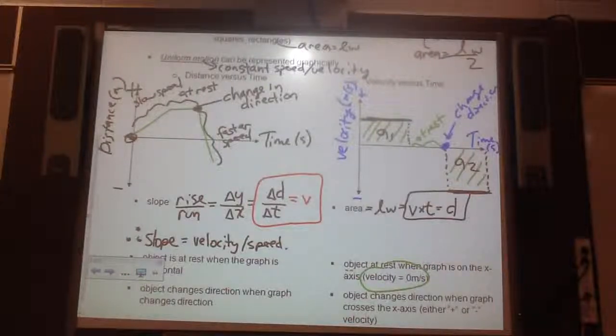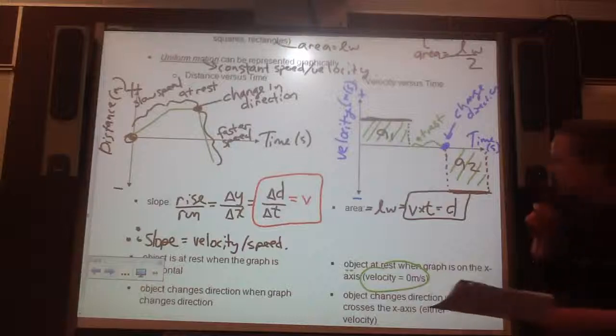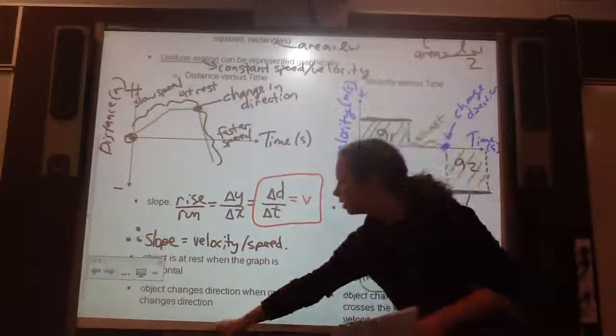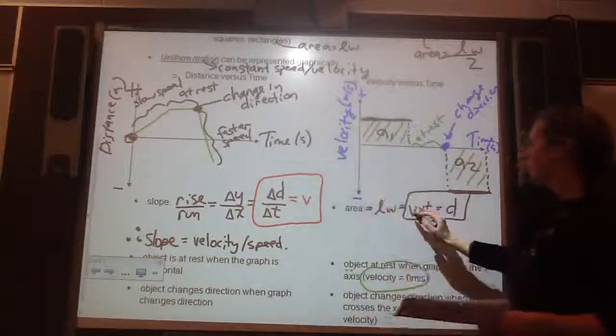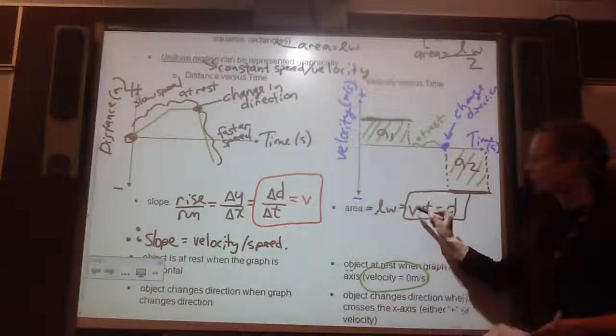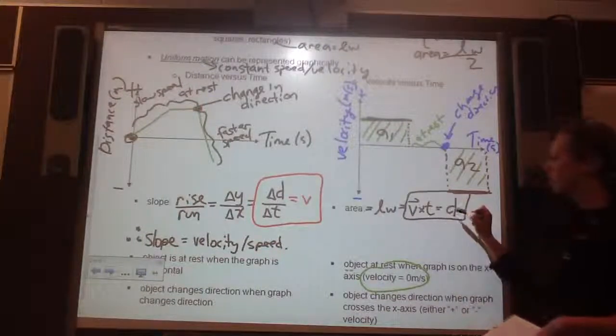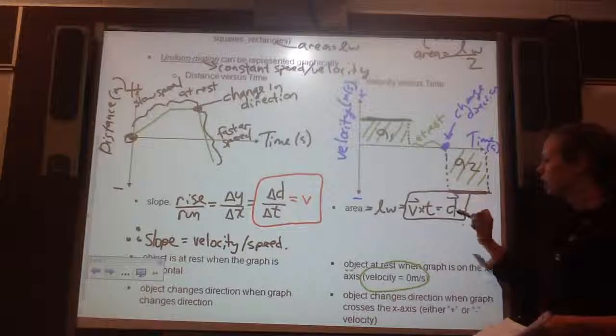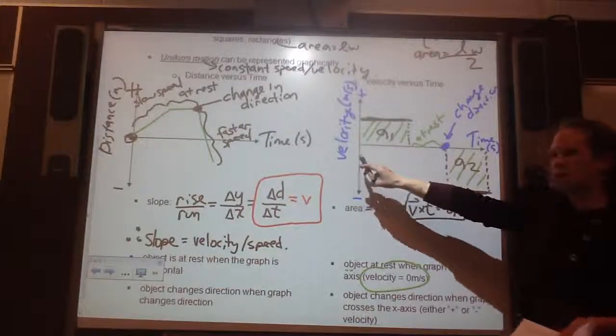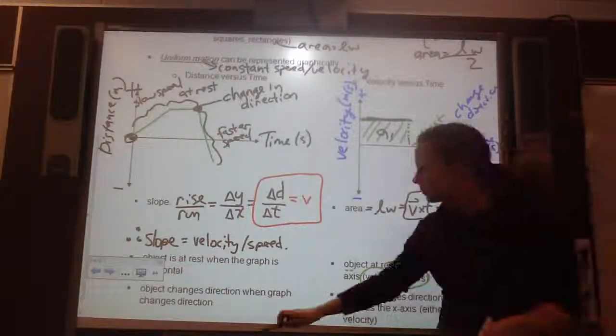But wait, I want to say one more thing. If it's actually velocity, what should I have over this V? An arrow. And what should I have over this D? An arrow, because if it's actually velocity and not just speed, it's velocity and displacement.